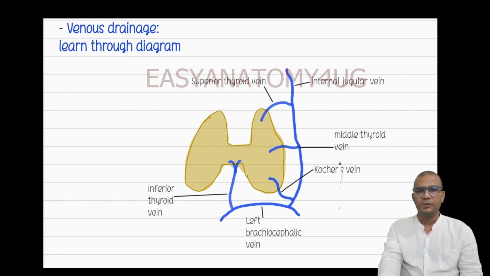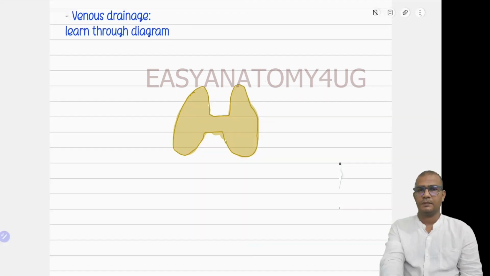Let us learn how to draw this diagram. Begin with drawing the thyroid gland. Show the superior thyroid vein emerging at the apex, then the middle thyroid vein, and emerging from the isthmus show the inferior thyroid vein.